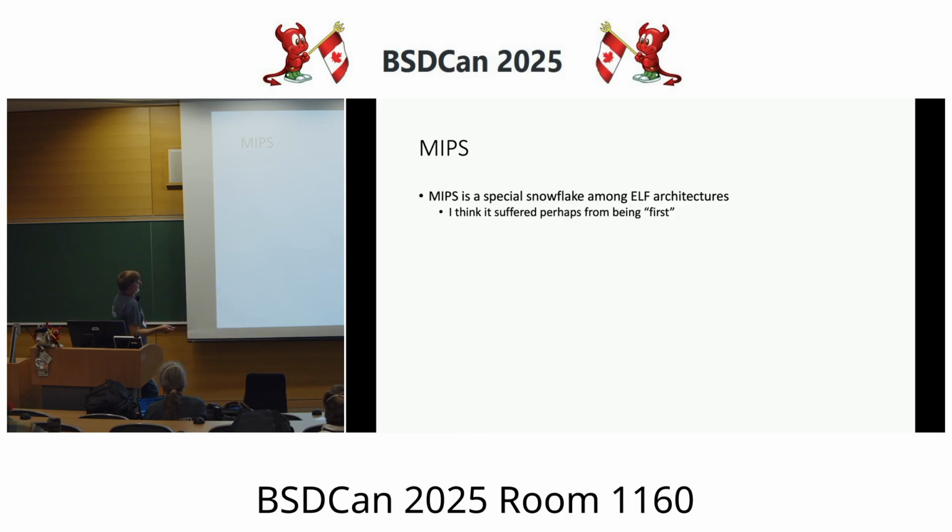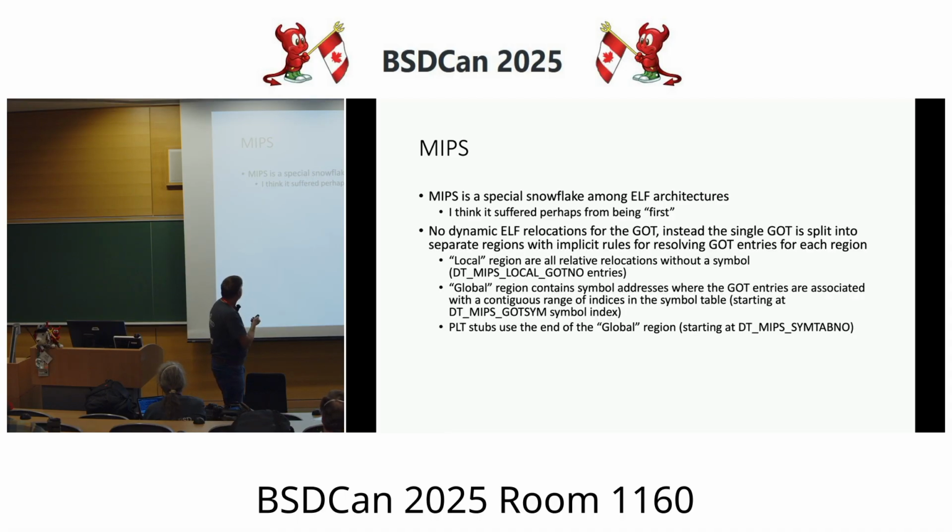So what about MIPS? MIPS is a special snowflake architecture in my mind. I think it suffered from being the first to do some of these things. With MIPS, we don't have dynamic ELF relocations to figure out how we're going to patch our GOT. Instead, we have these kind of implicit rules that we have a single GOT, not a separate PLT GOT, and then we use these tags in the dynamic section to split the GOT up into separate regions. We have a region of local symbols. It's kind of like relative relocations, and we always know it's a relative relocation. We just add the base address to whatever's in the GOT.